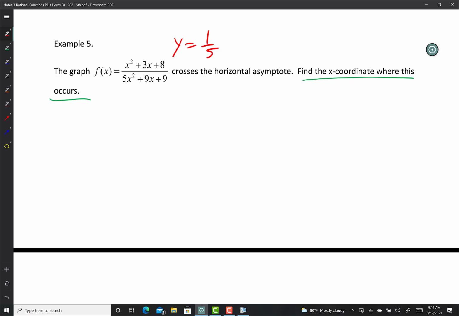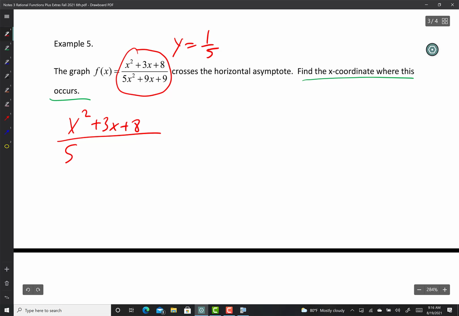Now, if I cross that line, then that means if I want to find my x-coordinate where this function crosses it, this function must equal what? Yeah, you said it right. What does it equal? Yeah, 1/5. So my apologies if you've had teachers in the past tell you that you can't cross horizontal asymptotes. You can.